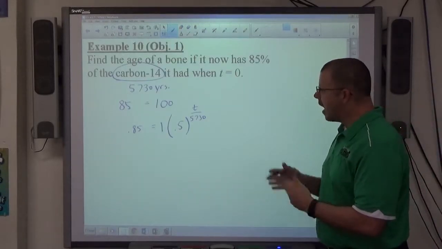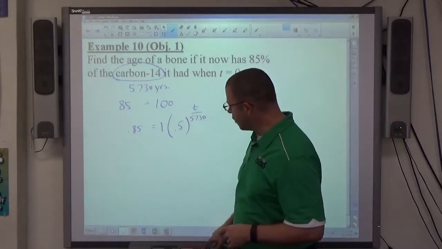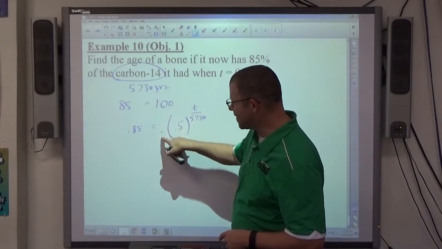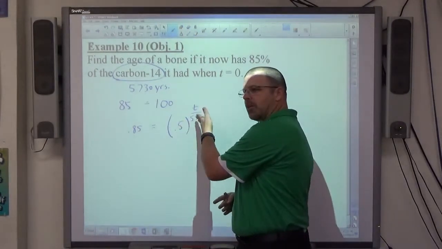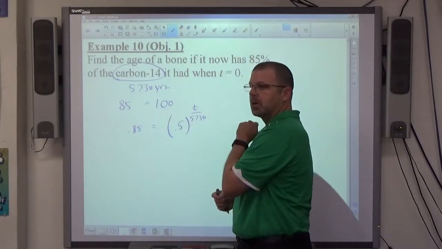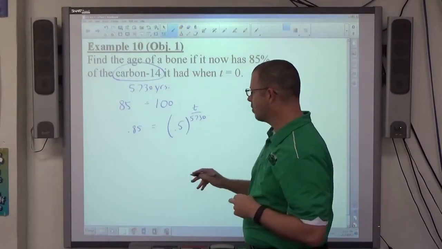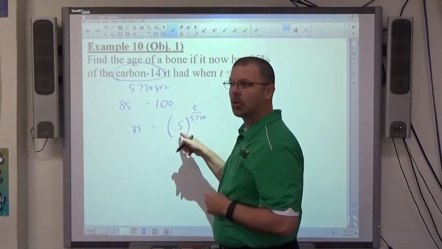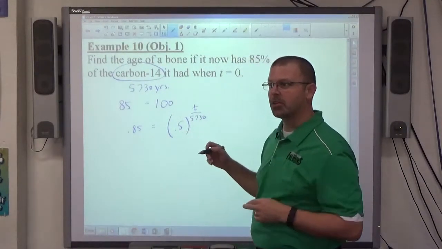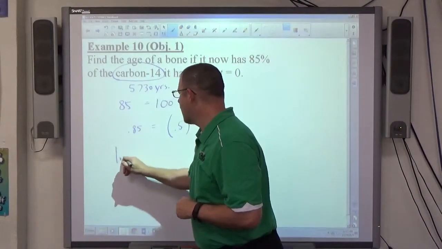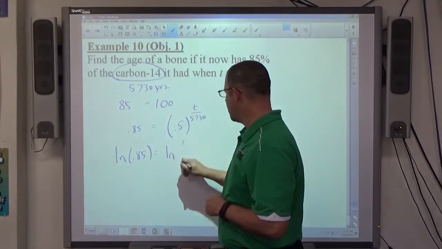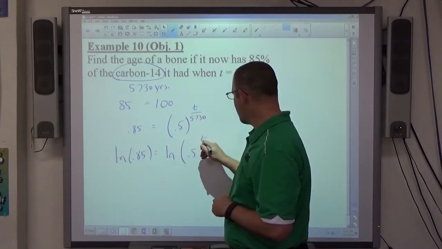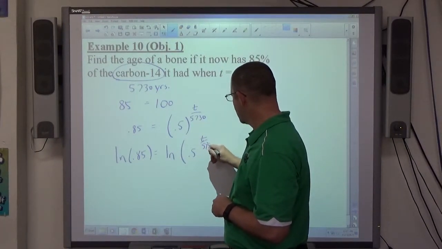All right, so at this point, because this is a 1, that 1 isn't necessary to be written. That gets us to the structure we're looking for: the exponential expression equal to the number. So all we have to do is log both sides, and this is not base e or base 10, so you can take your pick of which log. I like ln. So ln of 0.85 on the left equals ln of 0.5 to the t over 5,730 on the right.